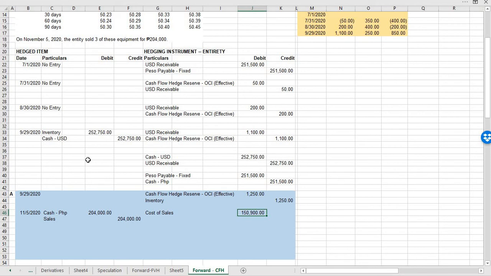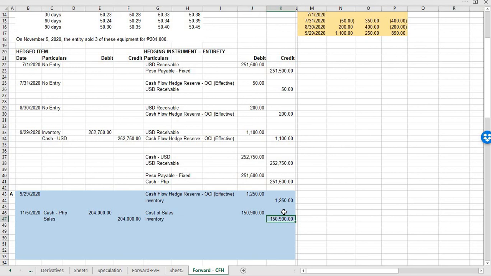So, paano na-compute? That is 252,750 minus 1,250 times 3 units divided by 5 units. Kasi nga, 5 units yung binili natin dito sa September 29, 2020. So, that is 150,900. And credit, of course, inventory, 150,900. So, etong 150,900 na to, adjusted na to. Ito na yung adjusted cost of sales natin after we have adjusted the OCI into the initial cost of our inventory. So, dahil nakapag-record na tayo ng cost of sales, in effect, nagkaroon na ng offsetting sa profit or loss.